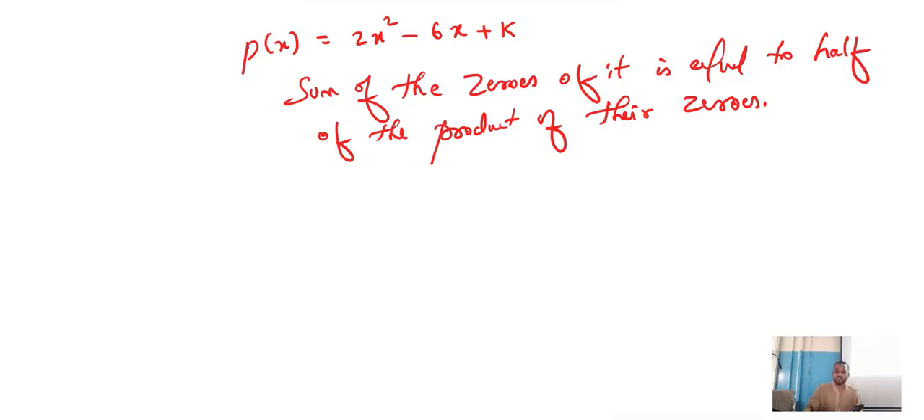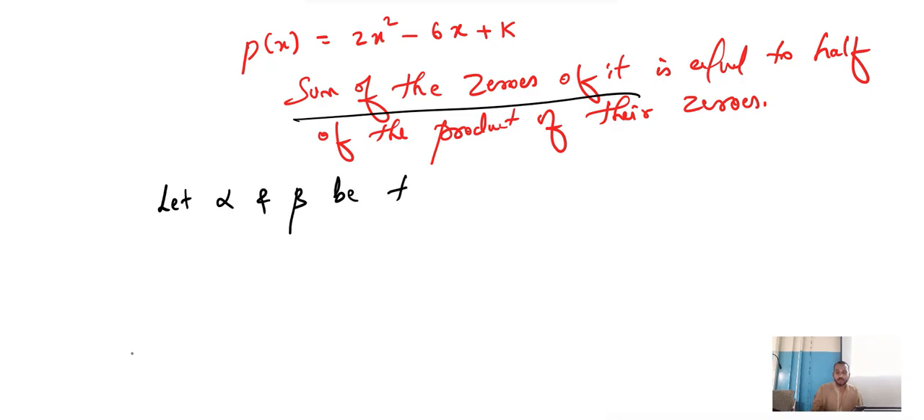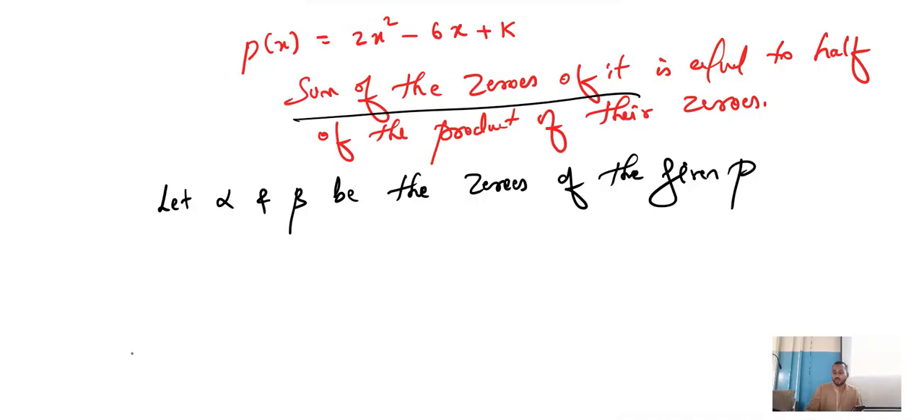Observe children how to solve this problem. See, they have given the condition. What they have given the condition? Sum of the zeros. So first you should write. Please observe here the steps. Let alpha and beta be the zeros of the given polynomial. They said sum of its zeros means alpha plus beta.